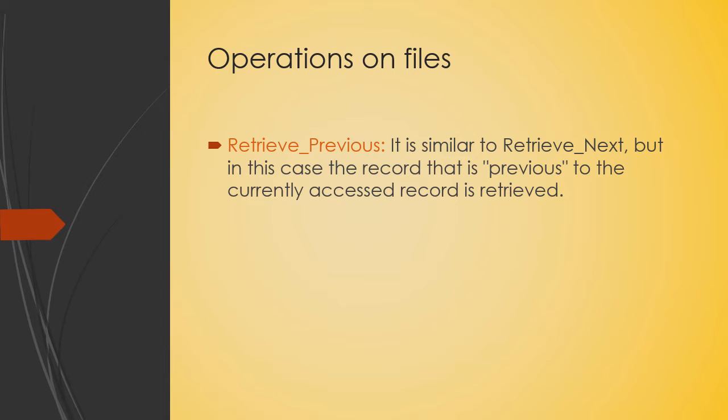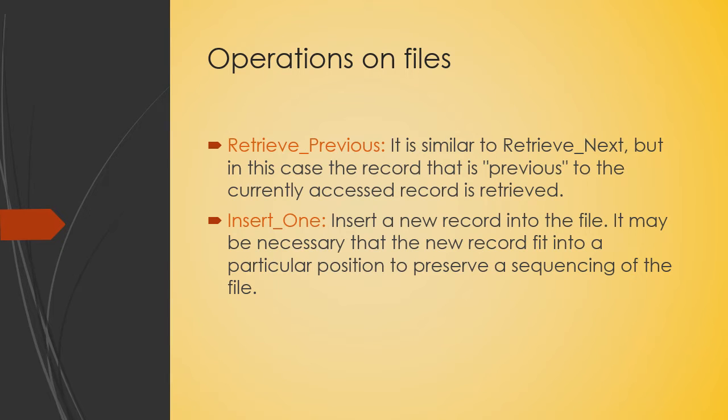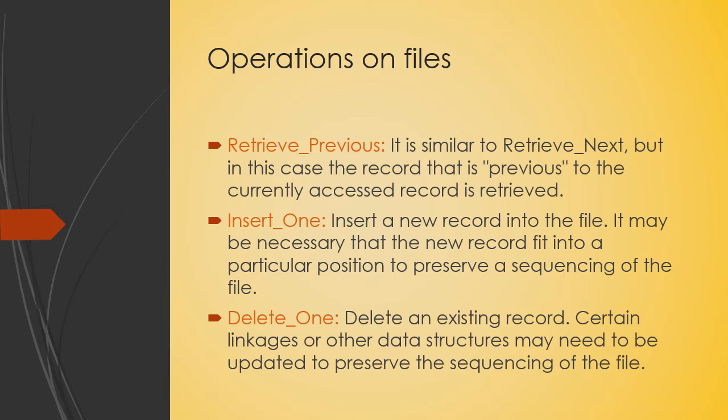Insert one. Insert a new record into the file. It may be necessary that the new record fit into a particular position to preserve a sequencing of the file. Delete one. Delete an existing record. Certain linkages or other data structures may need to be updated to preserve the sequencing of the file.